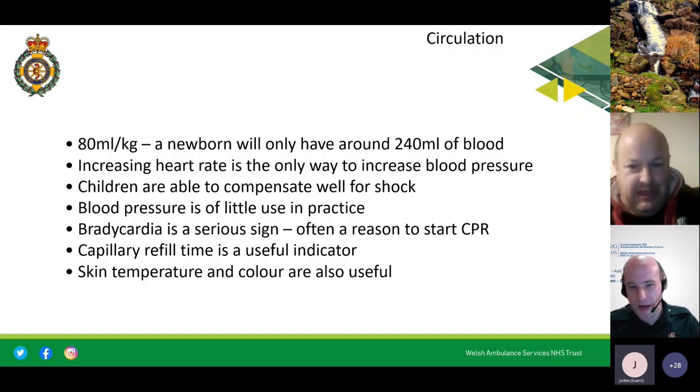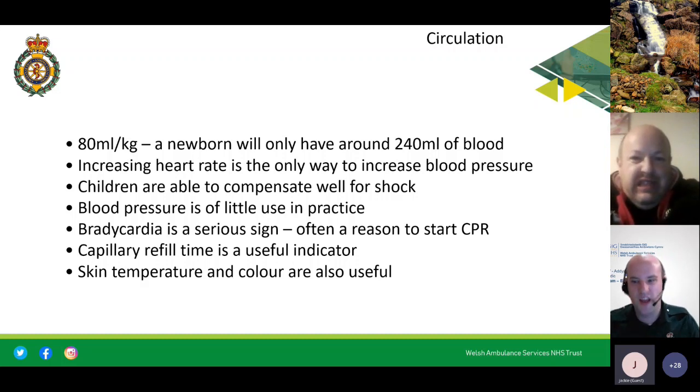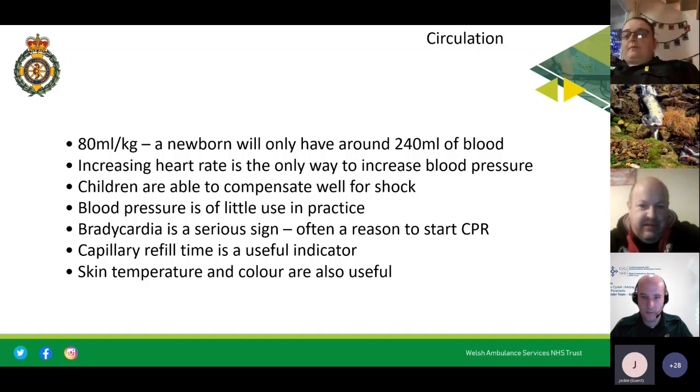Children will compensate really well, and this is where I talked about the high metabolic rate. Everything's working really well. They'll get to the point where they're getting unwell, they look okay, then they're off a cliff, and then it is a battle to help them up the hill again. So it's really important that we identify any kind of circulatory problems, and we'll talk about how.